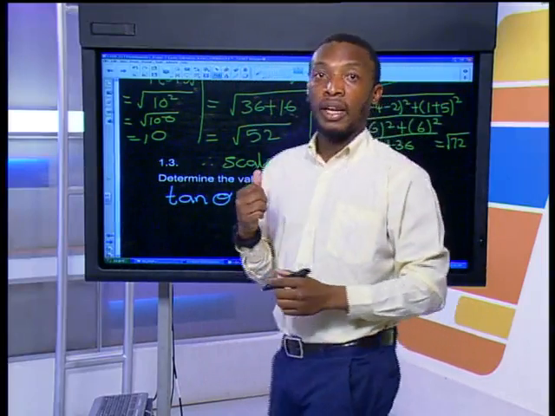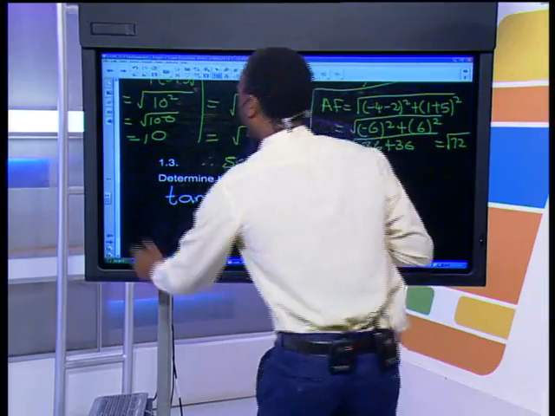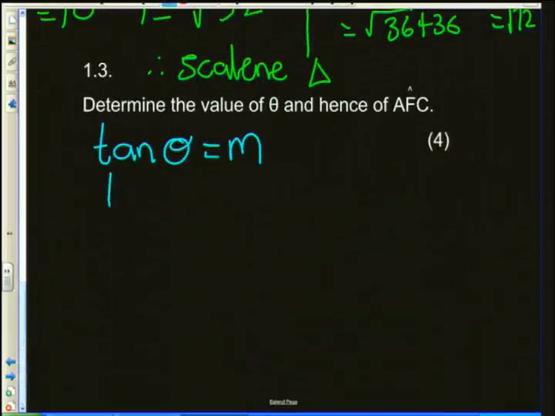We know the gradient of the line. We worked it out earlier. It's equal to -1. So if we want to work out what theta is, we can simply say tan of theta is equal to -1. We know the ratio. We want to work out the angle.